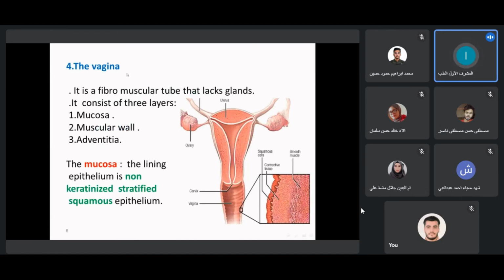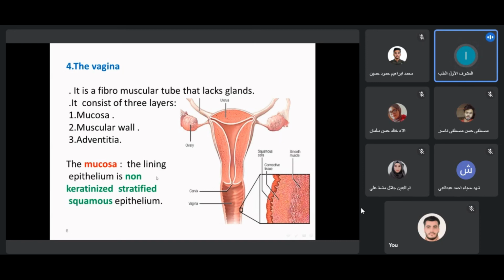The fourth part is the vagina, which is a fibromuscular tube, and it lacks glands. Glands that are present in the uterus and cervix are absent here in the vagina. The vagina wall consists of 3 layers: mucosa, muscular wall, and adventitia.